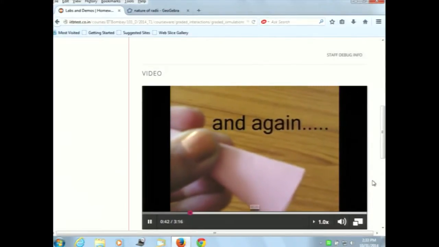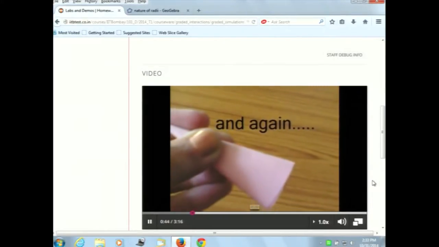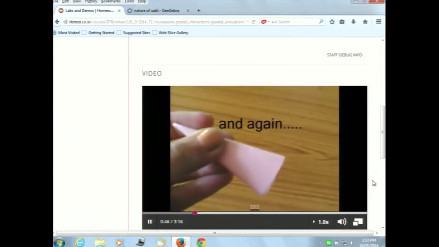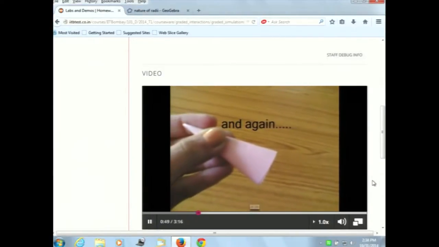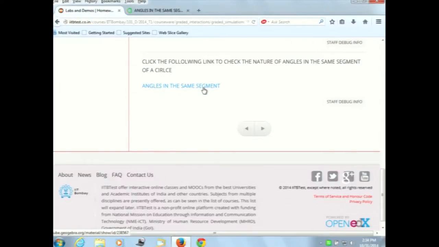Again and again, when they fold it, they will get so many sectors, and they have to cut all the sectors and arrange them in a way that they become a rectangle. The length into breadth formula, that pi r square. Okay, then I am going to the next GeoGebra I have put here.